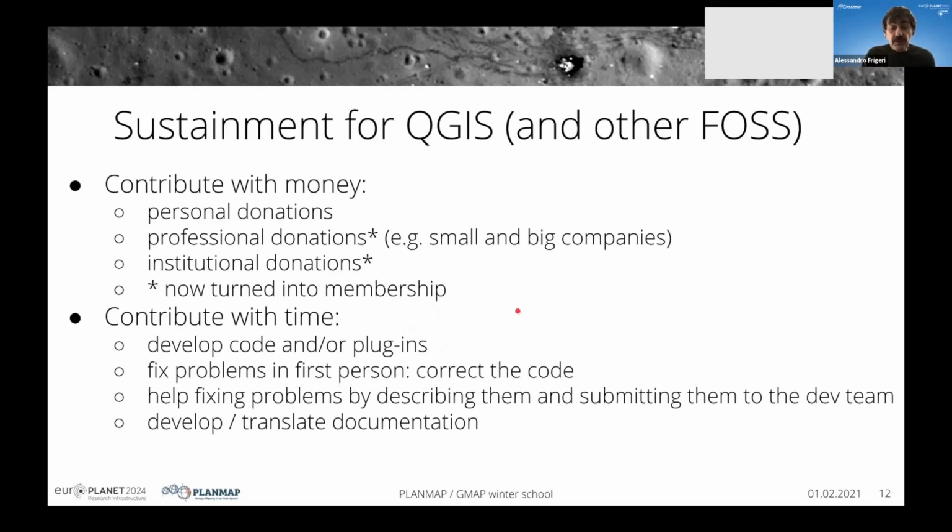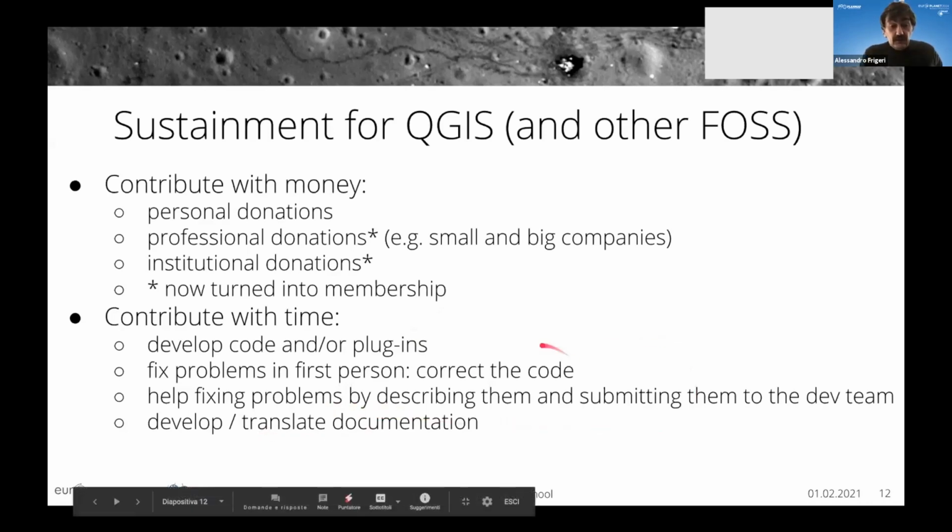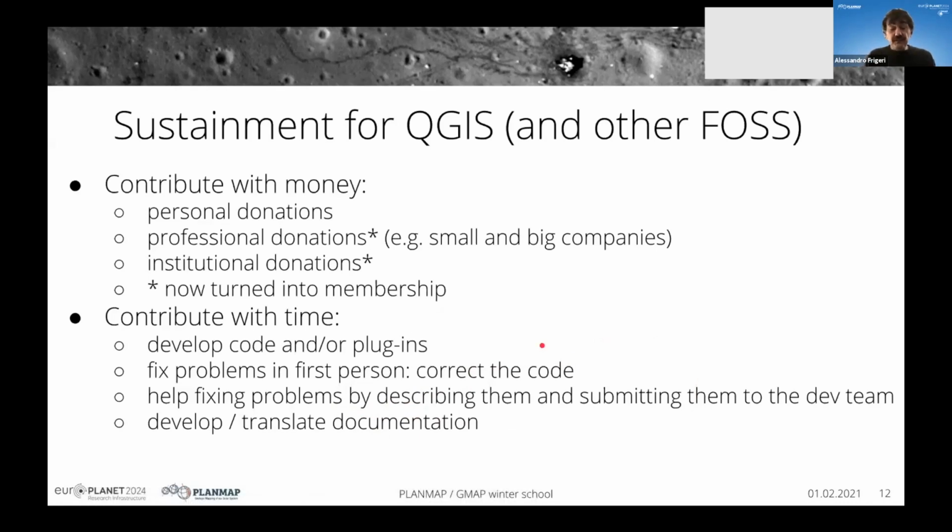If you find some problem and you are able to describe it, it's also valuable, because someone can fix it, but you have to be very good at describing the problem. So that is also time. Translating documentation, as you see, the interface is translated in 48 languages, which is a lot. And those 48 languages have been translated by single users.